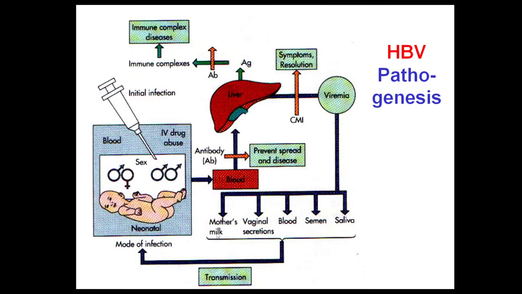As soon as the virus enters the bloodstream, it circulates within the bloodstream and enters the liver through the NTCP receptors. And it establishes the infection in the liver, and the surface antigen will be released. Quite often, when the antigen is released, it is highly immunogenic, so a lot of antibodies will be produced.